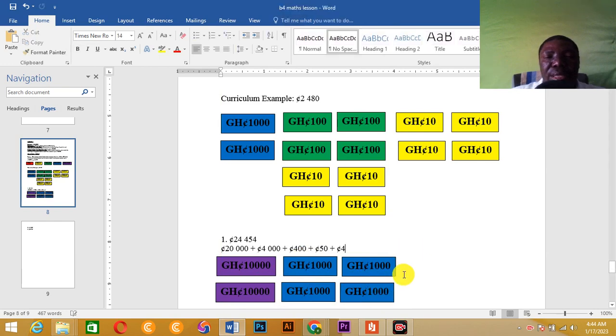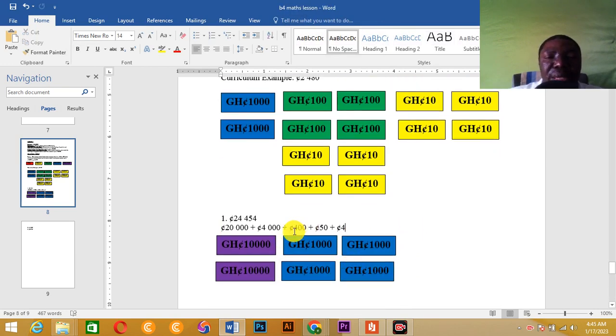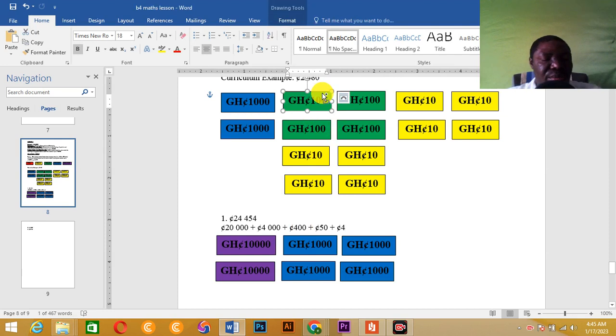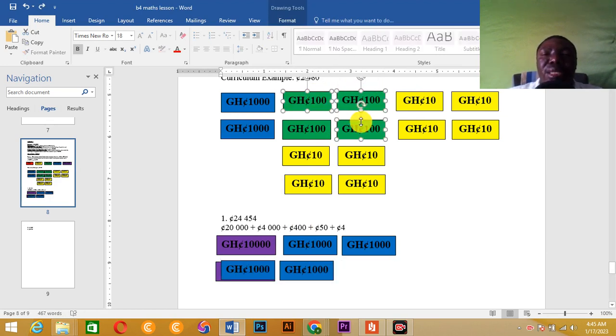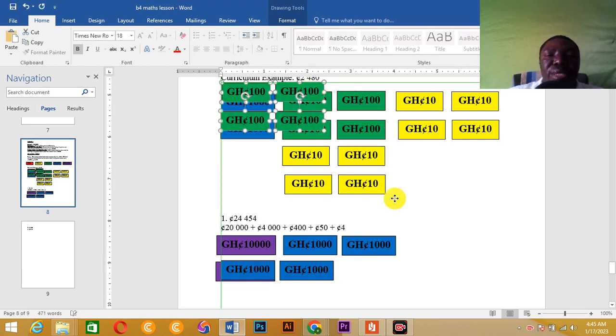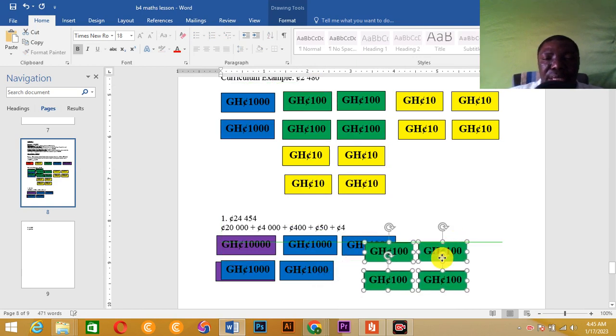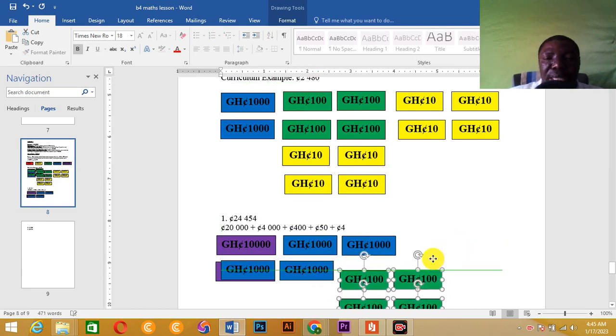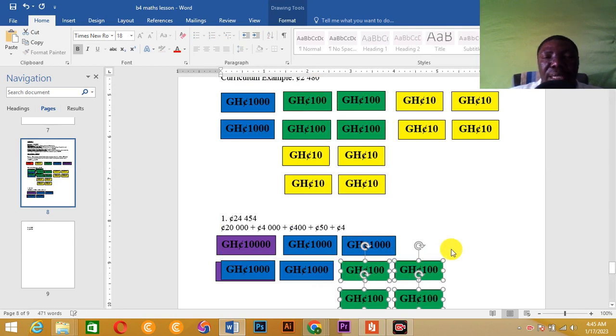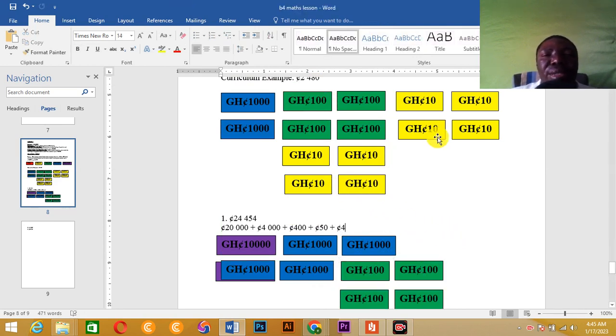Okay, so what is the next step? We have 400. So you need 4 of the 100. This one, 4 of the green token. You need 4 of it. Let me copy all the 4 here and bring it there. That's a nice one.